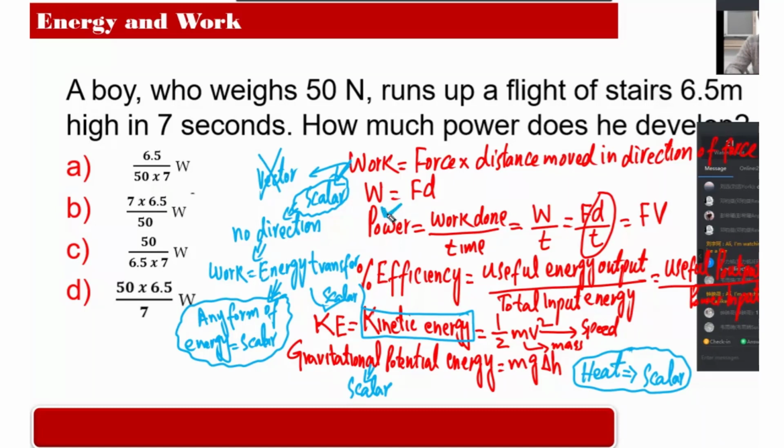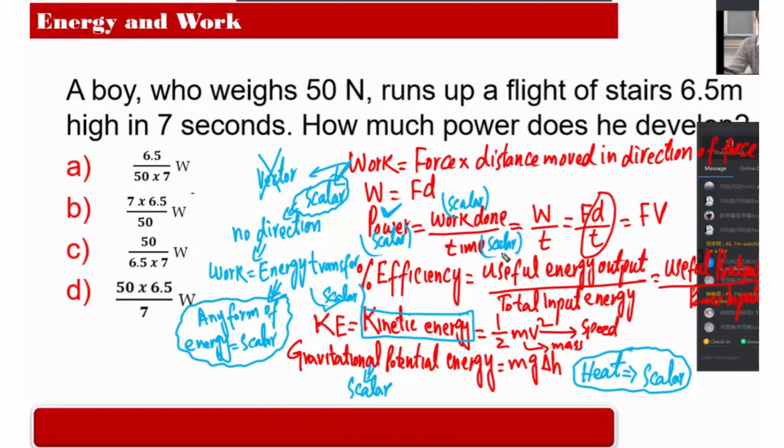Now let's go back to power. Is power a scalar or is it vector? Power is also scalar, because power also has no direction. So this is also scalar. Work is a scalar. You can also understand from here. Work is scalar. Time is scalar. So power is also scalar.